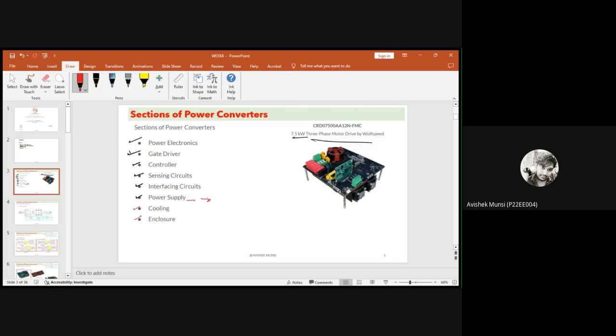Next, cooling and enclosure. As we discussed previously, in the case of converter design, whenever you sell a converter outside, there will be an enclosure for it that is called a chassis, and it definitely needs some kind of cooling system. So it should have some fan for cooling, proper heat sinks and thermal paste, to make it function properly. We will discuss it step by step. So this is the final class.